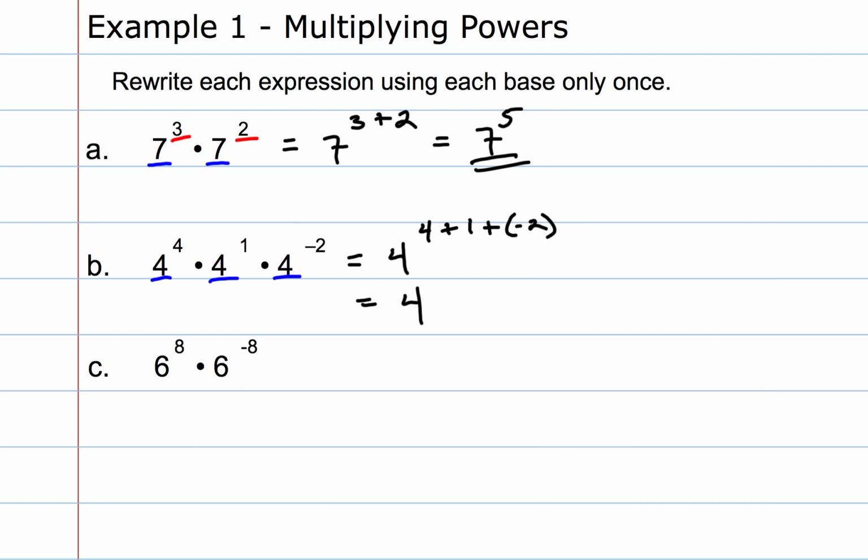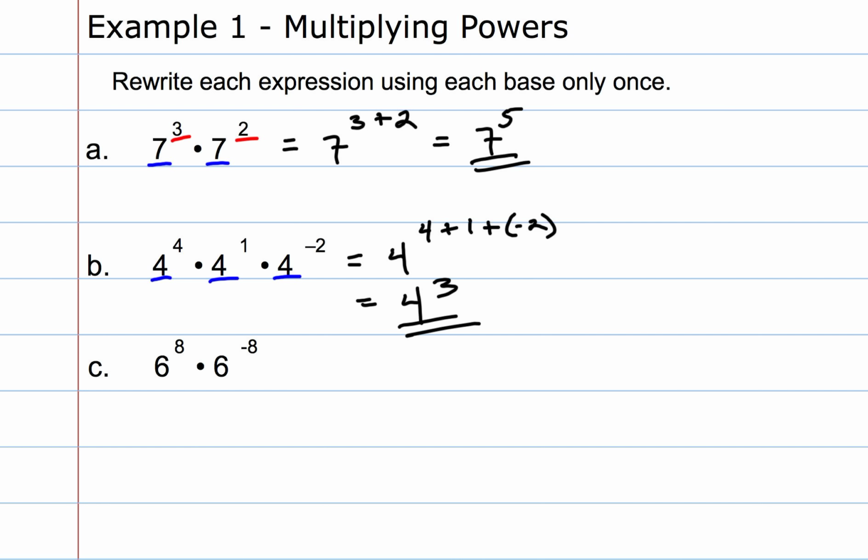And that will simplify with a base of 4 and an exponent. Now we have to do a little bit of addition here. 4 plus 1 is 5, and 5 plus a negative 2 is a positive 3. So the solution here is 4 to the 3rd.